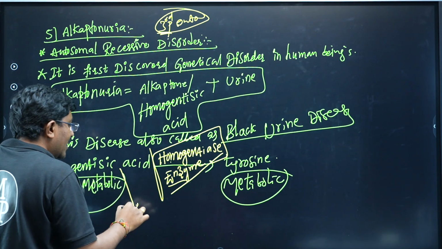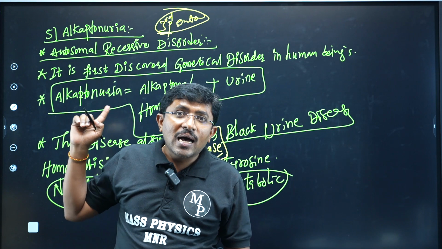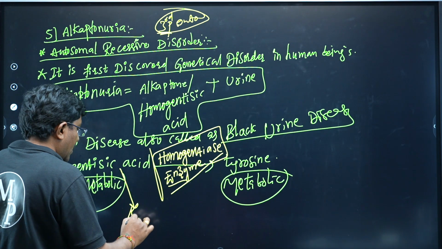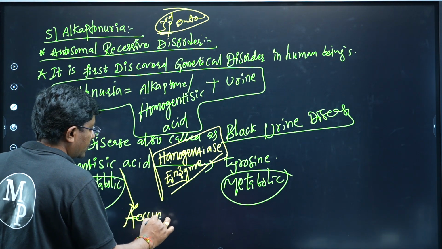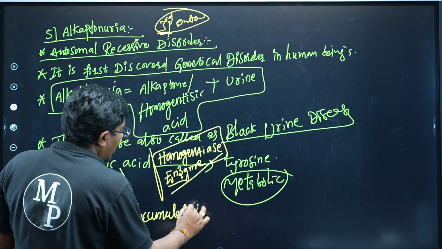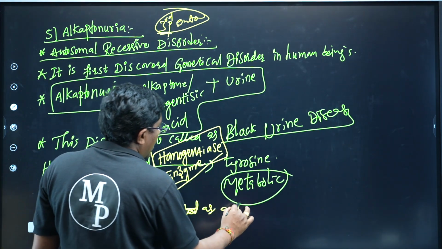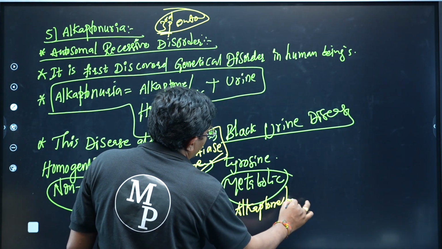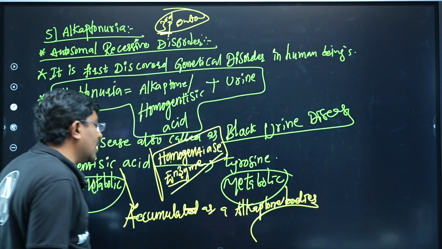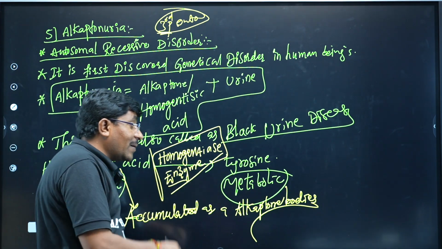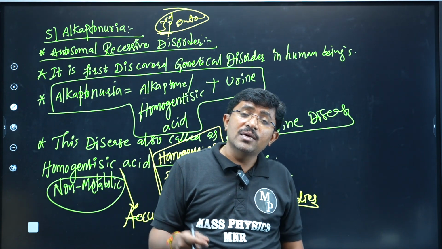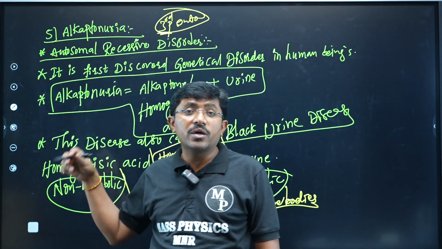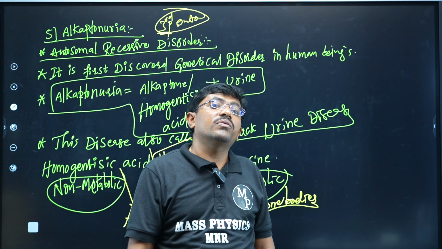So it is accumulated within the body as alkaptone bodies. See, the concentration of these alkaptone bodies is increased in the human blood. Just as phenylalanine is filtered within the kidney, these alkaptone bodies are also filtered within the kidney and released out along with the urine.